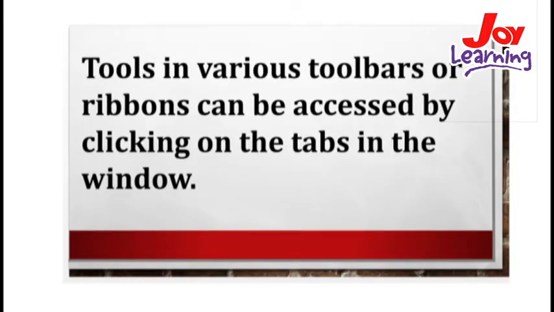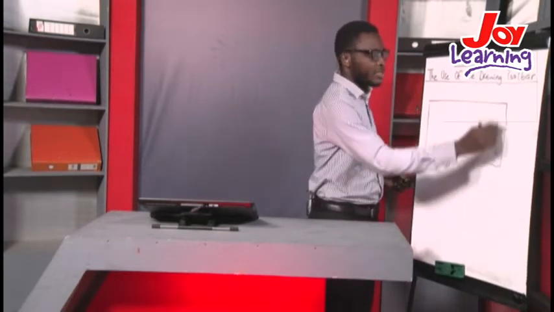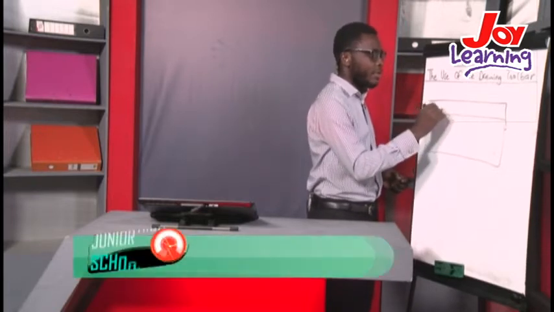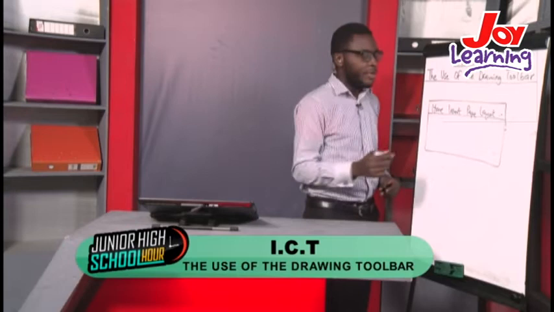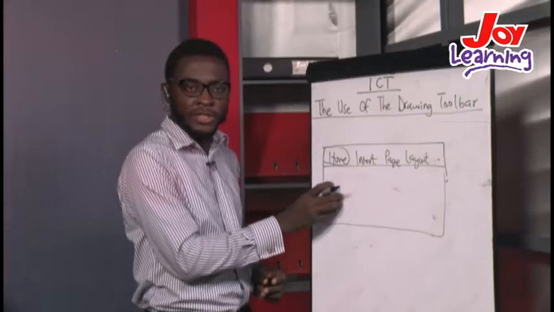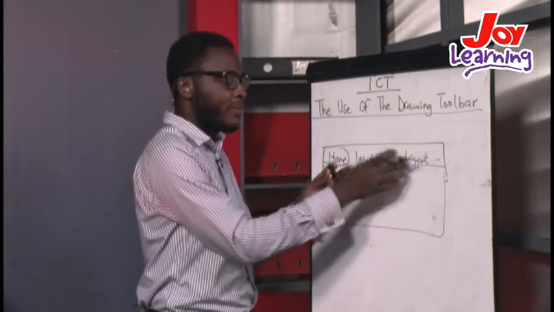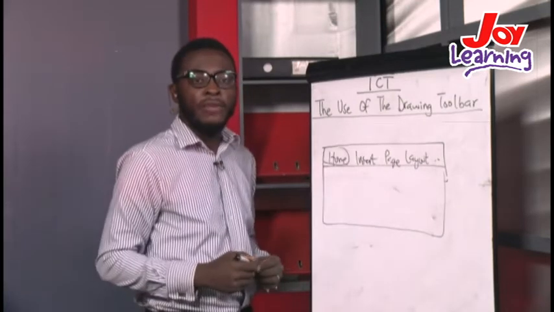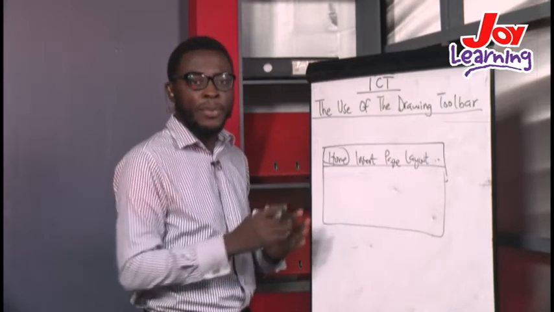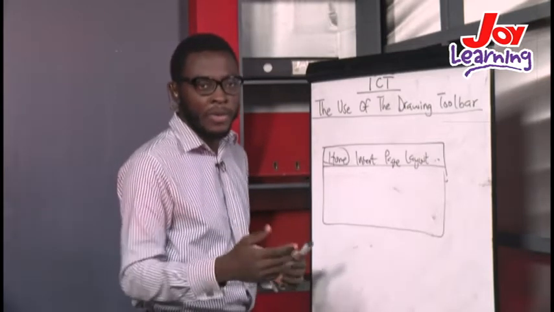When we were looking at the features of Microsoft Word, we saw the tab feature and the ribbon feature. On these tabs, you have the Home tab, the Insert tab, the Page Layout tab, and the rest. These tabs contain various ribbons. The Home tab contains the Home ribbon, the Insert tab contains the Insert ribbon, and the Page Layout tab contains the Page Layout ribbon. The various ribbons all contain tools that will help us to carry out our work.